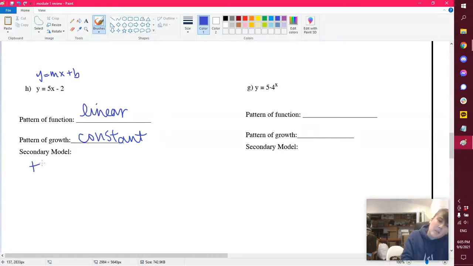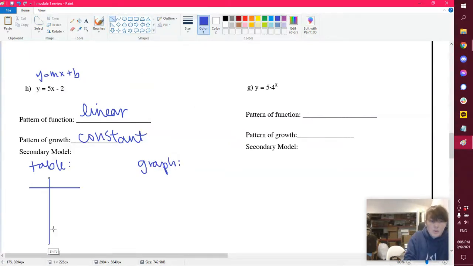Then the secondary model is a little bit weirder for equations. We can make a table. The way you make a table for an equation is you just pick a couple x's and then plug them into the equation to get your y's. So the way we'd find this one is we'd rewrite the equation, but plug in -1 for every x. So 5 times -1 is -5, minus 2 is -7.